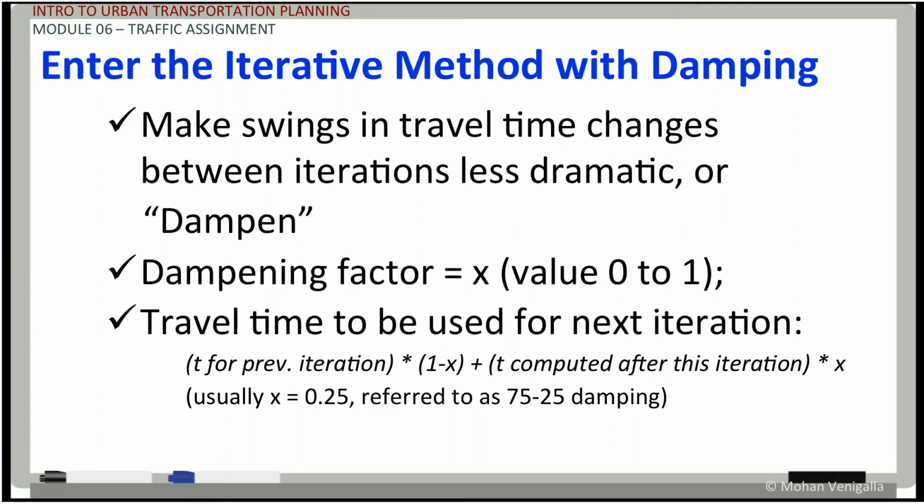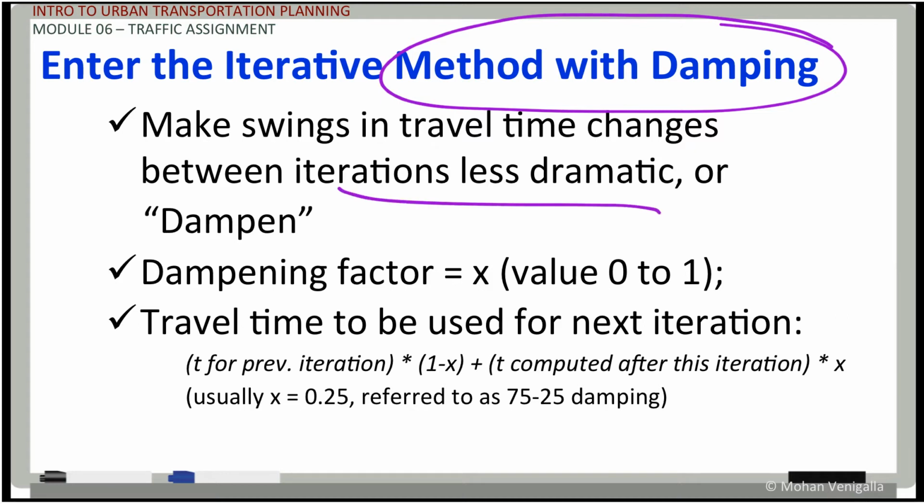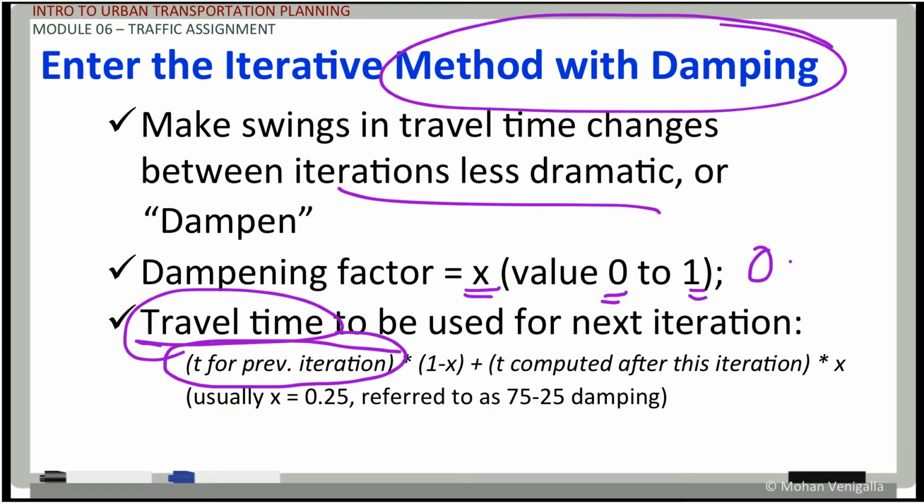So what we do to prevent these kind of huge swings is use what's called a damping method. So they make these swings less dramatic. What you do is, if you are trying to find what is the travel time that you're going to use for the next iteration, you pick up the travel time of the previous iteration. First of all, use a damping factor. So let's say x, which has a value between 0 to 1. Usually you use 0.25 as your damping factor.